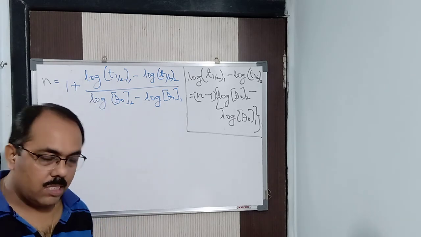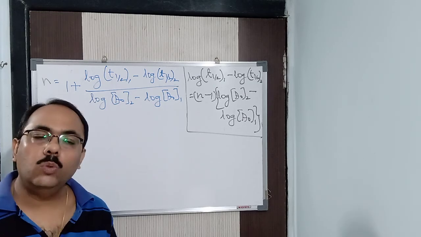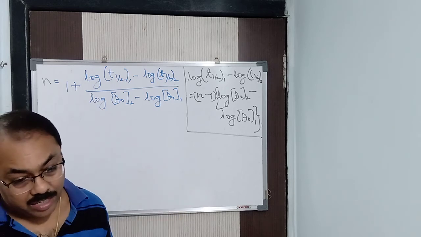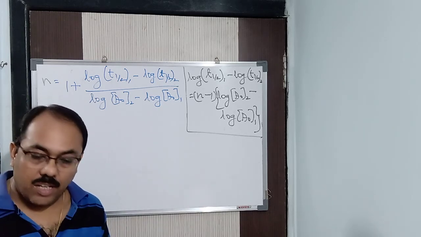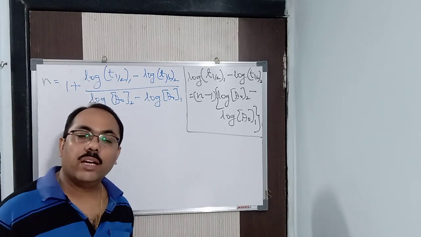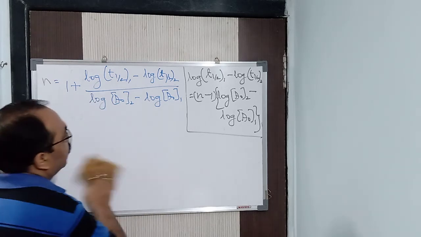Clear? Alright. So, in this way, we can find the order of the reaction when two different reactions are given, or two different reactants, or two different initial concentrations are given. We can find the value of n, which is nothing but the order of the reaction. Okay, fine. In this way, we can get it.